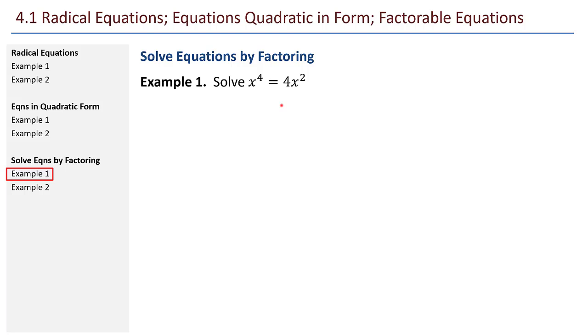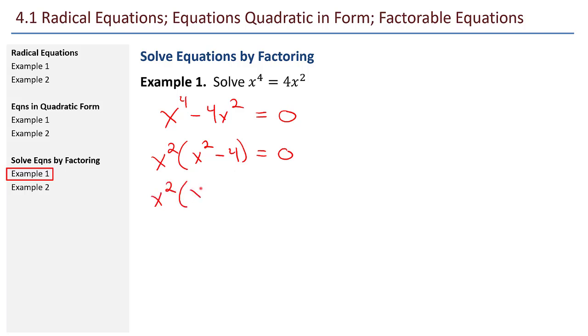If I push everything to the left, I get x to the 4 minus 4x squared equals 0. And now I see some common factors I can pull out. How about a factor of x squared? So x squared times x squared minus 4 equals 0. Oh, I notice I can continue factoring. This x squared minus 4 is a difference of two squares. So x squared times x plus 2, x minus 2 equals 0.